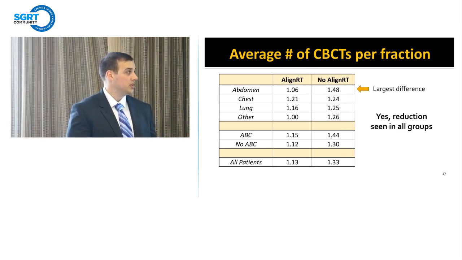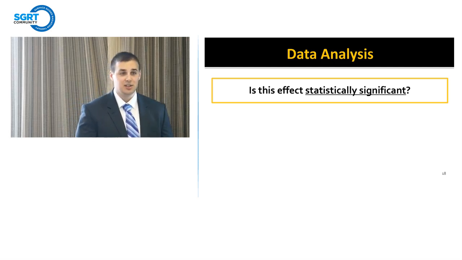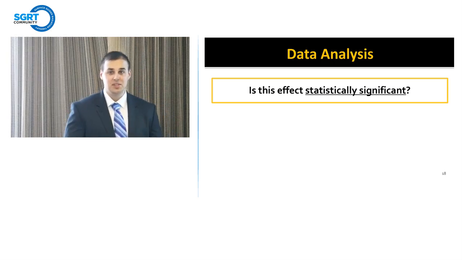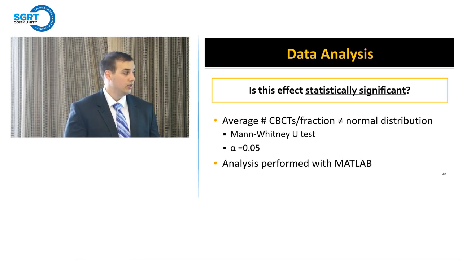And so this all looked promising, but we performed our statistical analysis. With our statistical analysis, our data is not normally distributed, so it would start at a minimum of 1 cone beam CT and be skewed. And so we had to utilize this non-parametric test, which is the Mann-Whitney U test. And this is simply just for tests that don't follow the normal distribution with 2 independent groups. We do have an alpha set for our statistical analysis of 0.05, and we did utilize MATLAB for all of the statistical analysis.